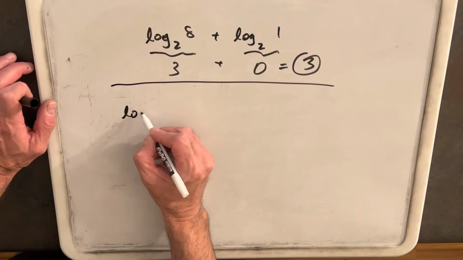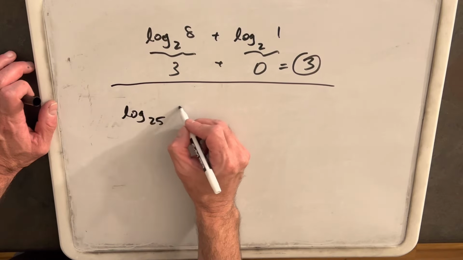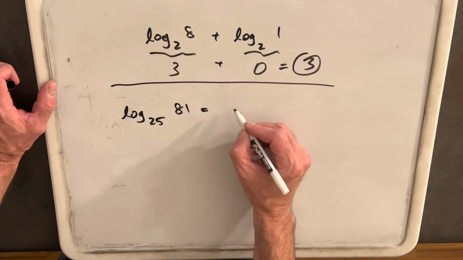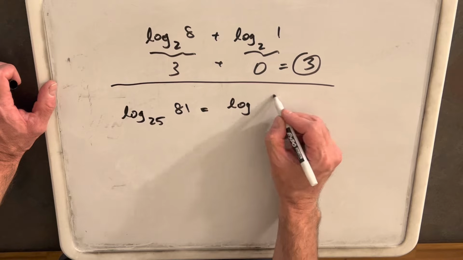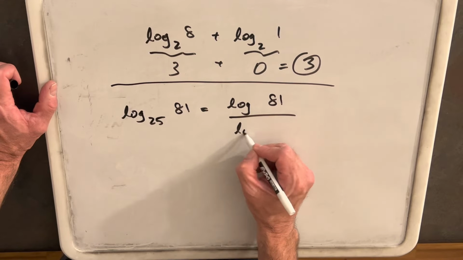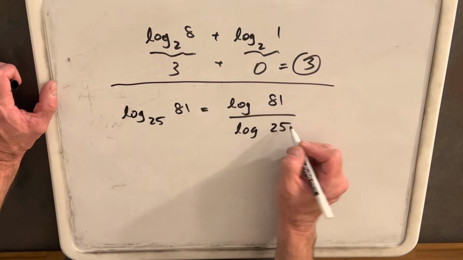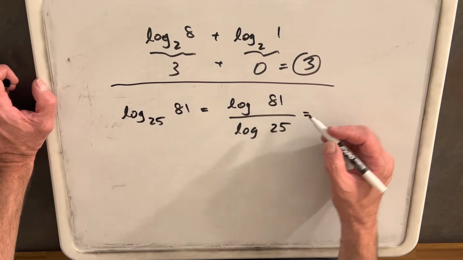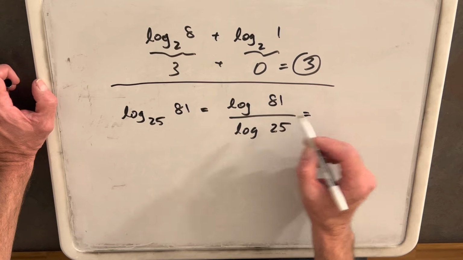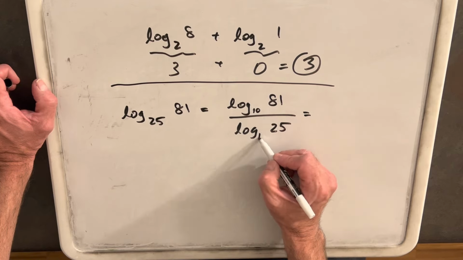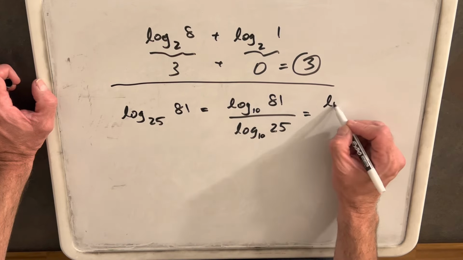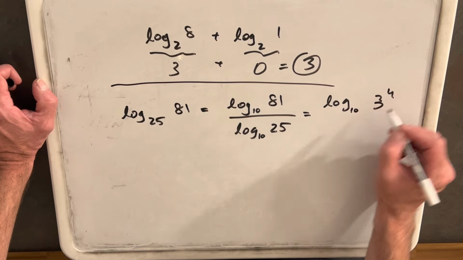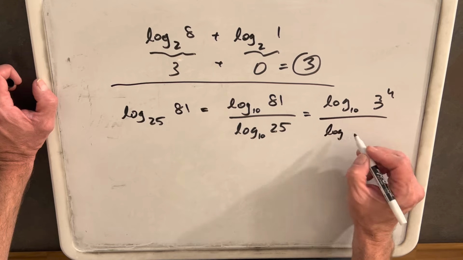Next we have log base 25 of 81. And I think I will use the change of base formula here. Let's rewrite this as log 81 over log 25. Let's assume it is the same base, so whatever, this is a 10. Then we'll rewrite 81 as 3 to the 4th, and 25 is 5 squared.